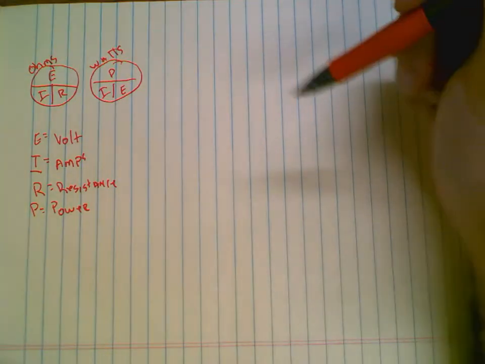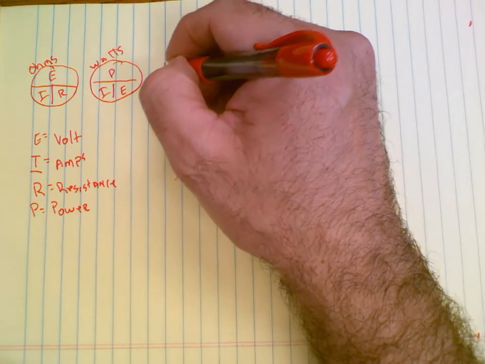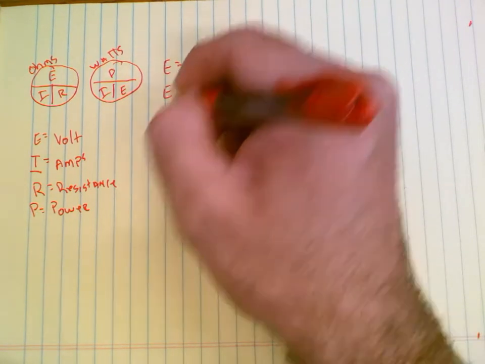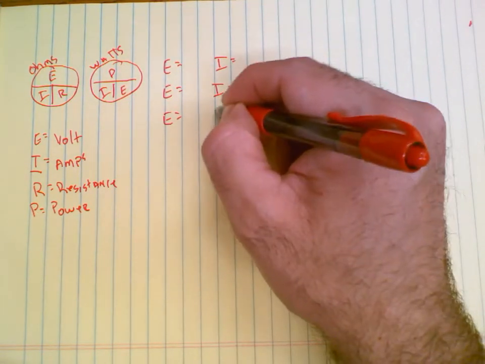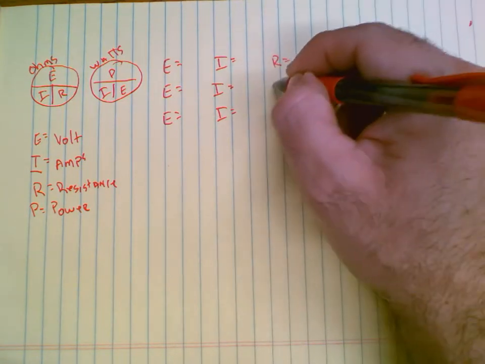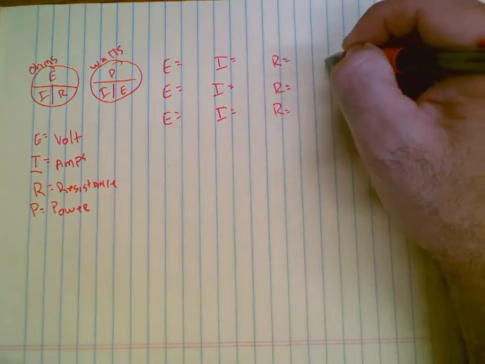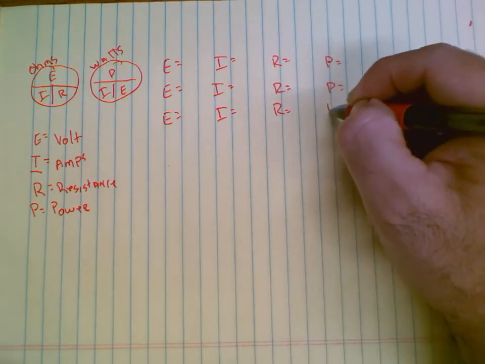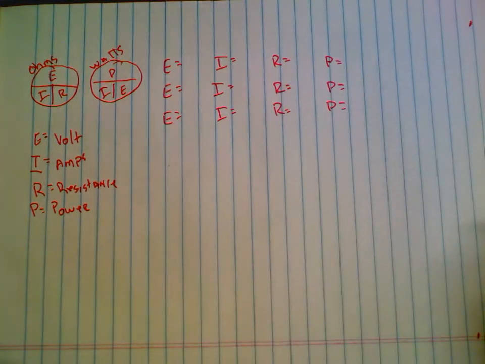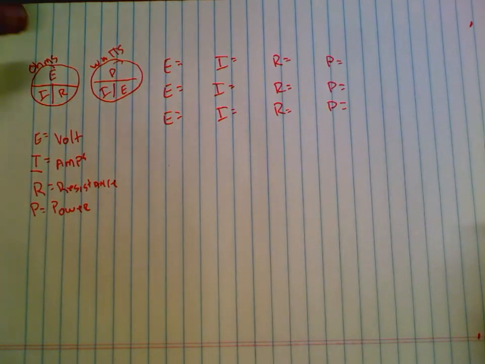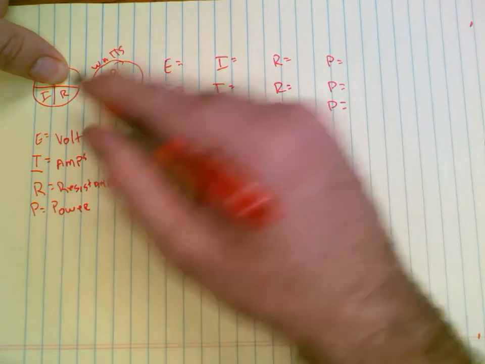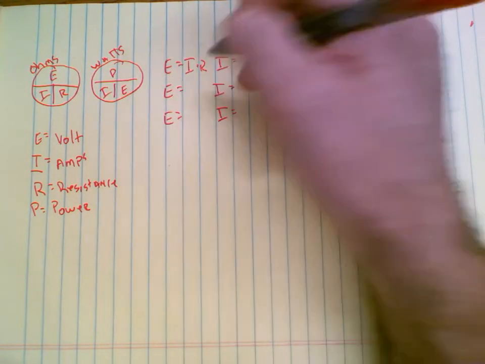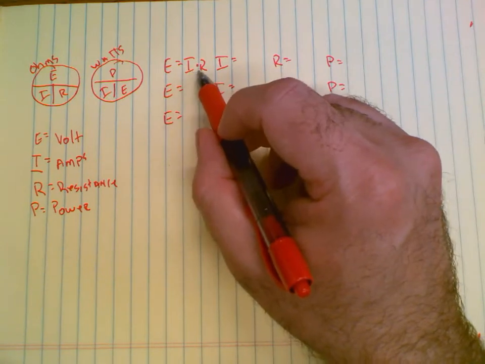Okay, so the way this works, we have 12 formulas, 3 E's, 3 I's, 3 R's, and also 3 P's. So depending on what I'm looking for first, I would go to my wheel, and if I'm looking for volts, in this case using Ohm's law, I would cover up the E, and that stands for I times R. So that's one of our first equations. Voltage is equal to the current times the resistance.